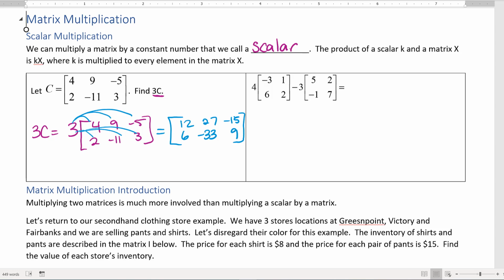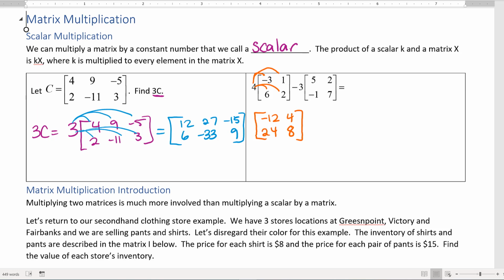Next, we'll have an example where we're doing scalar multiplication and subtraction at the same time. So first I'm going to take the 4 and scalar multiply that to the 2 by 2 matrix. 4 times negative 3 is negative 12. 4 times 1 is 4. 4 times 6 is 24. And 4 times 2 is 8.